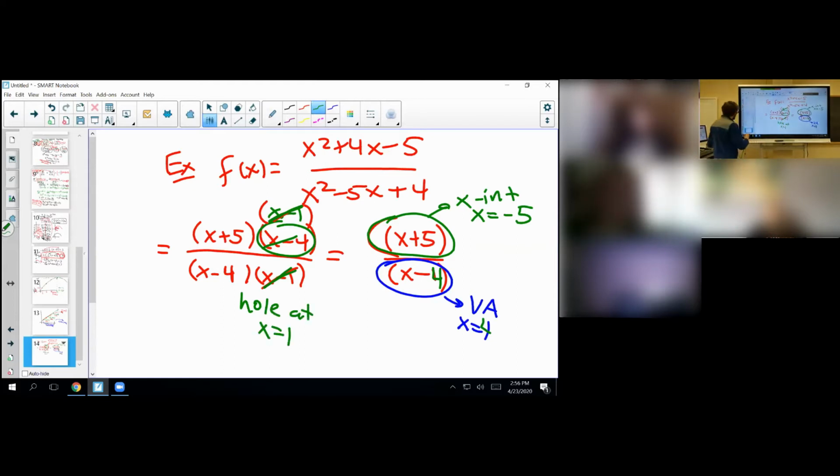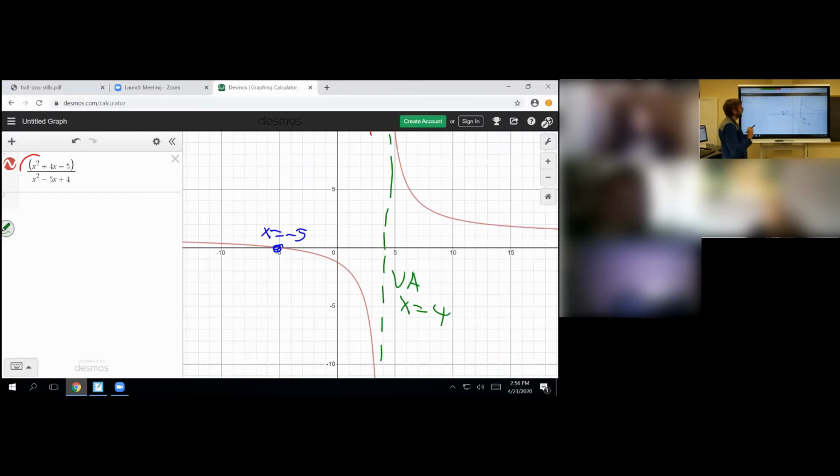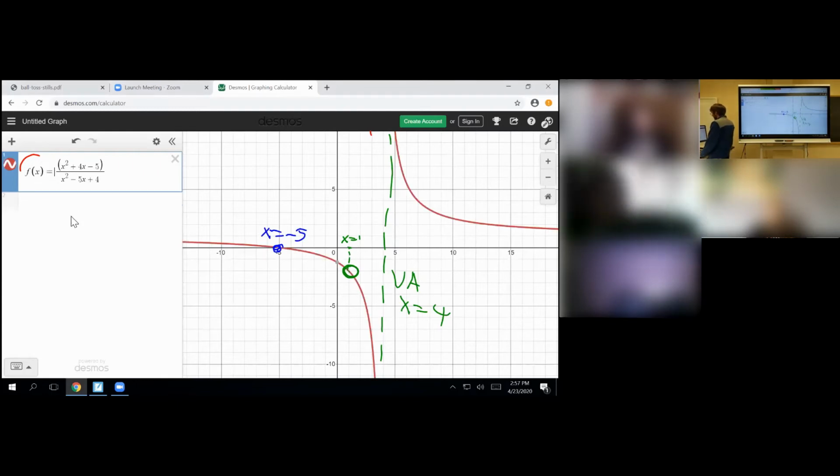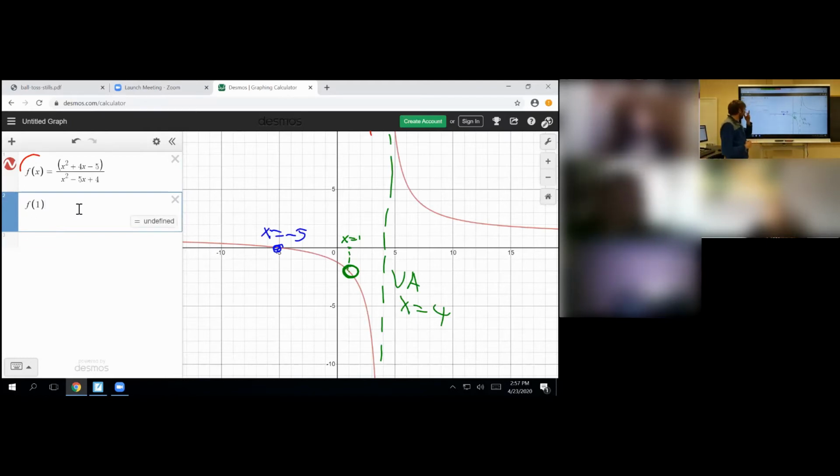So what's a hole? Well, it doesn't show up when you graph it on Desmos, but when you graph it by hand, I actually do want you to show this. So right here at x equals 1, you go down to the graph, there's a missing value there. Desmos automatically smooths over it, so you don't see it in the graph, but when you graph it by hand, you should draw a big open circle there to indicate there's a hole. And if I call this f of x, and I try to plug in 1, you can see that it's undefined. So that hole reflects that information.